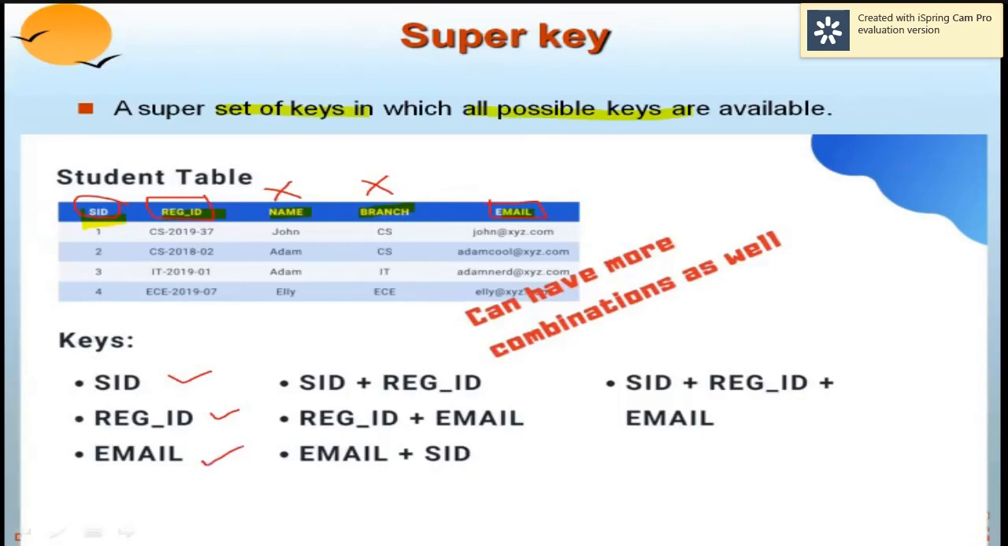So what does the definition say? It's nothing but the set of keys with all possible keys. So how many possible keys do I have? Three possible keys, and I start making sets out of these. So how many sets can I make? I can make sets of 2. I can make a complete set of 3 also. So all these combinations that I have tried here are considered super keys. All the possible combinations are said to be the super key.